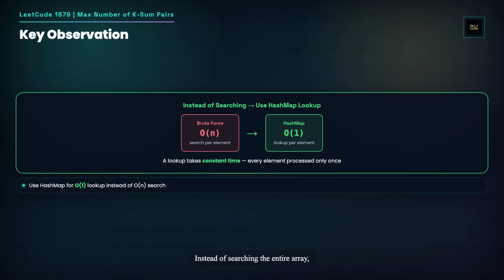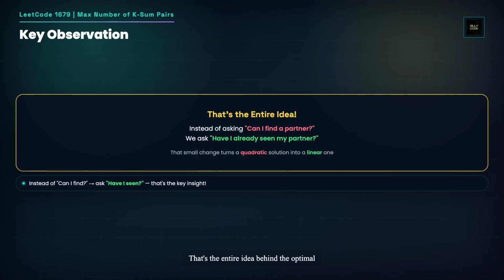Now another question appears. Instead of searching the entire array, what if we could instantly know whether we've already seen that complement? If the complement already exists, we've found a valid pair. We can count one operation immediately. If the complement doesn't exist, then we simply remember the current number for future elements. That's where a HashMap helps us. Instead of searching, we perform a lookup. A lookup takes constant time, so every element can be processed only once. That's the entire idea behind the optimal solution.